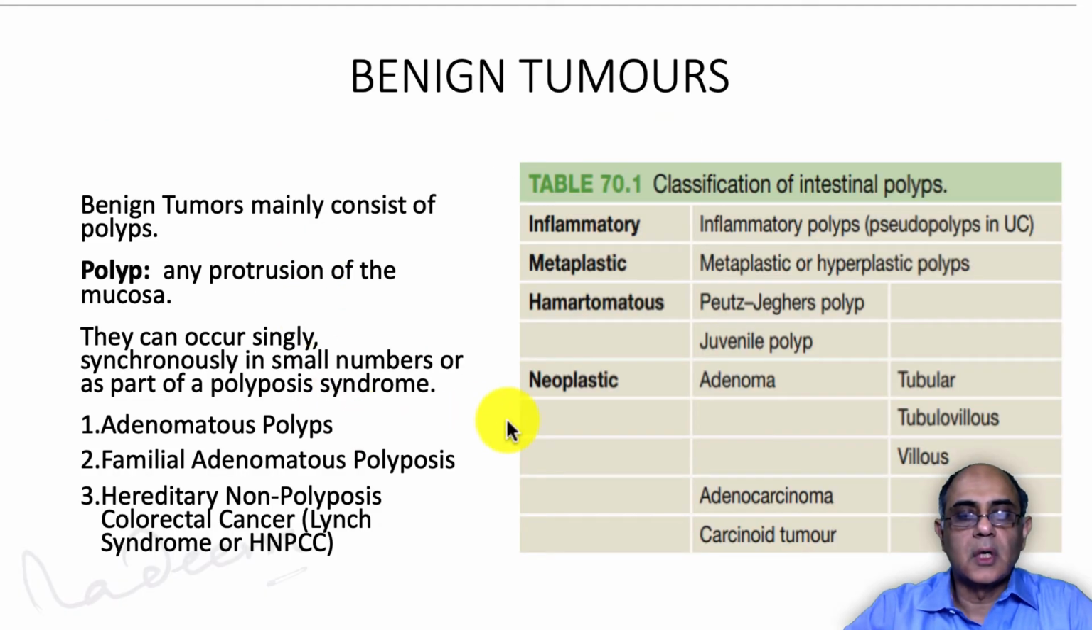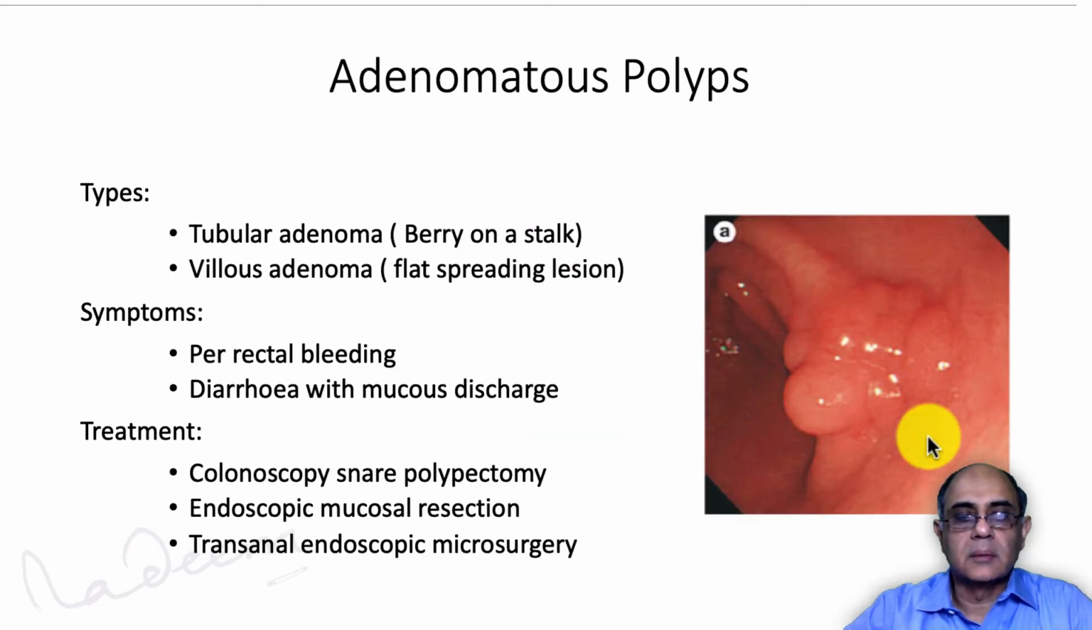So what are polyps? Polyps are small pedunculated protrusions of the mucosa, and there are basically 4 types of polyps: inflammatory, metaplastic, neoplastic, and hamartomatous. They can happen as a single polyp anywhere, or as multiple polyps, even hundreds. These 3 conditions, adenomatous polyps, FAP, familial adenomatous polyposis, and hereditary non-polyposis colorectal cancer, which is also called Lynch syndrome. Try to remember these terms because these are important from an examination point of view. The other term you should know is Peutz-Jeghers polyps. So this is a simple benign polyp.